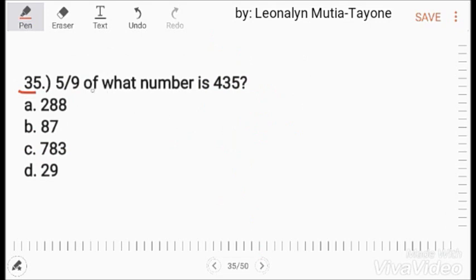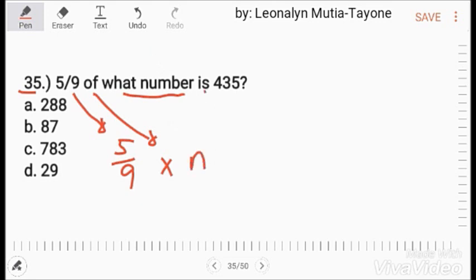Number 35. Para mas madali, 5 over 9. Ang "of" multiplication yan. At what number? So, let N tayo. Is equal yan. And 435.